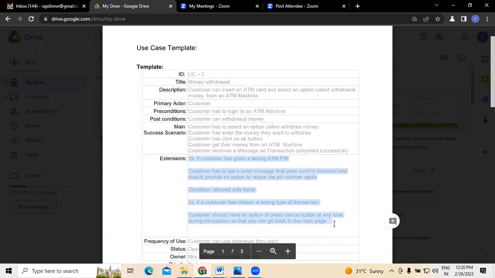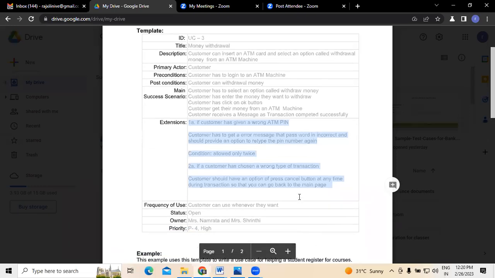Next thing, what was the next thing? If a customer has chosen the wrong type of transaction, then they will have a chance to cancel, because there must be a cancel button where they can cancel it and do the transaction again. So these are the extensions which are required to make your scenario complete. Success, because if it is a wrong password, it is not success. But if it is the right password, the scenario will succeed. But there are some extensions we have to consider.